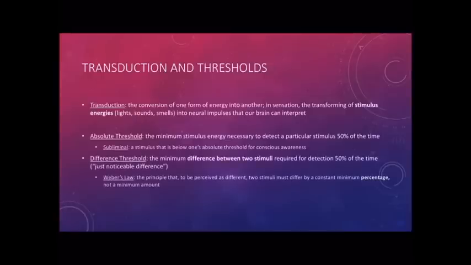Okay, the absolute threshold and the difference threshold. This is really important. So remember when we were talking in chapter 2 about thresholds, that's like the minimum amount of stimulation that a neuron needs in order to be able to fire an action potential. Well, absolute threshold in terms of sensation and perception is the minimum amount of stimulus energy necessary for us to know that something is present and to detect that something 50% of the time.